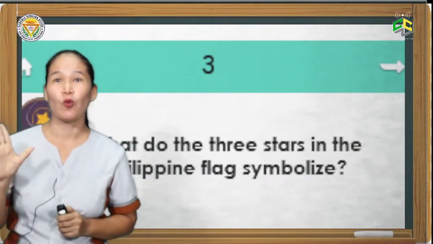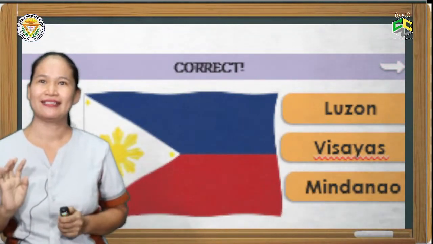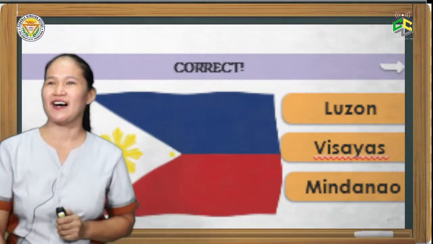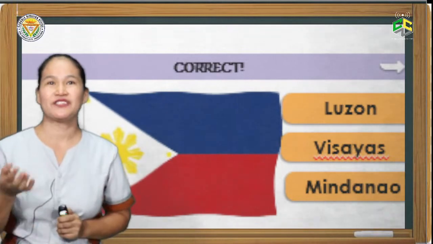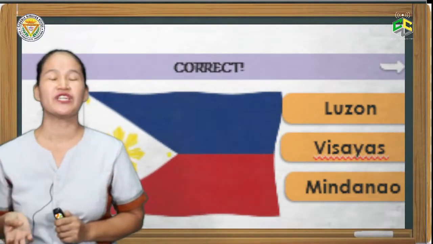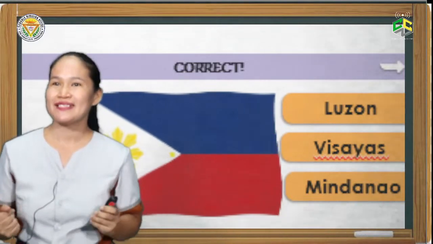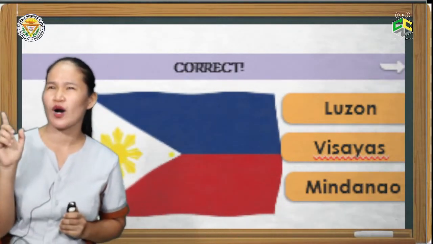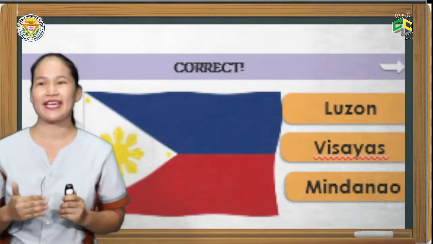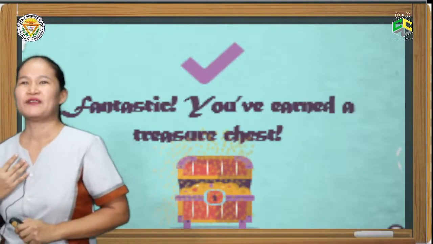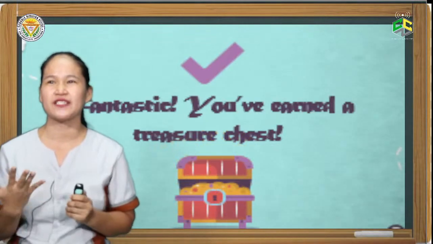Next question, what do the 3 stars in the Philippine flag symbolize? Great job! The 3 stars of the Philippine flag symbolize the 3 sections of the country, which are Luzon, Visayas, and Mindanao. This time, think about what is the most interesting thing that you have learned from the informational text. Fantastic! You've earned a treasure chest.